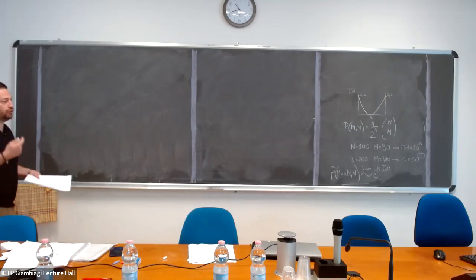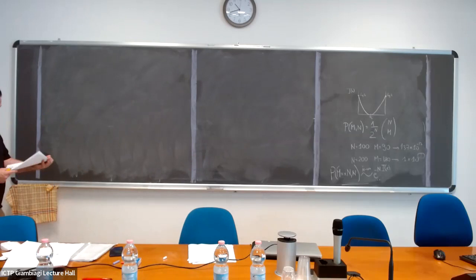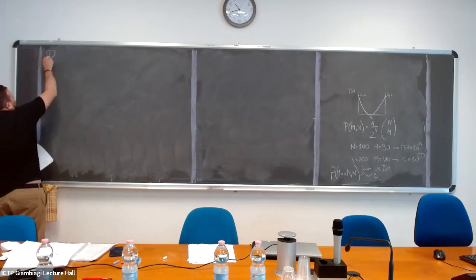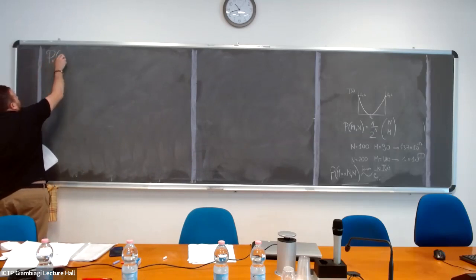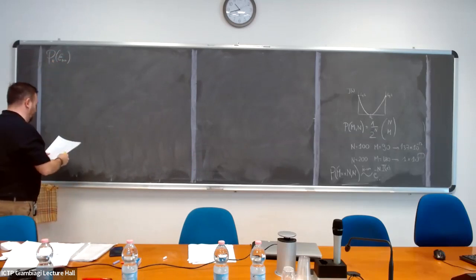Now, Rachel and Jan have developed, using objects that we have computed already, an even more powerful approach to compute not just the average value but the full distribution. So let's call it the full distribution of I min, so the minimal loss, in the large N limit.